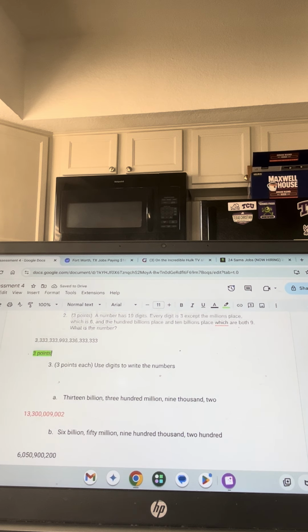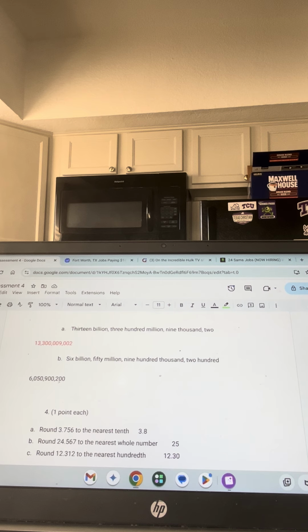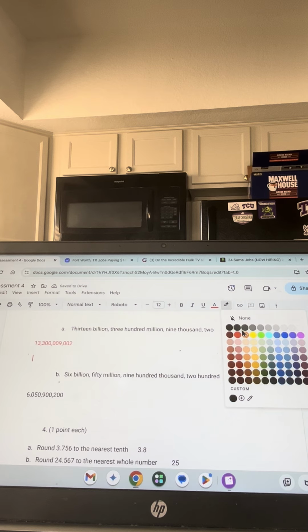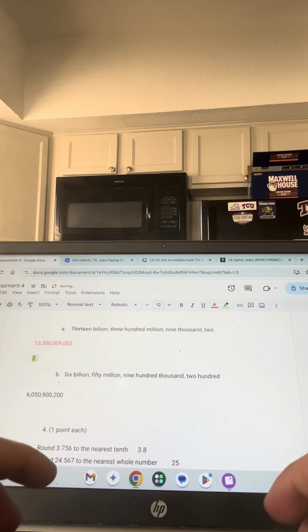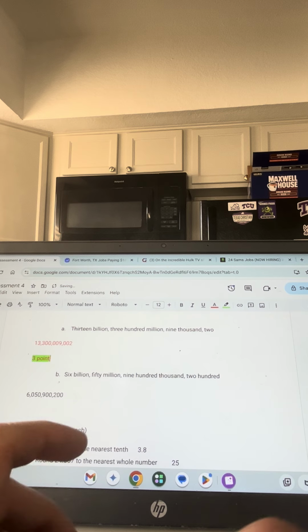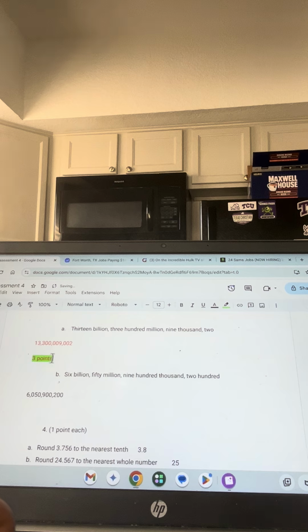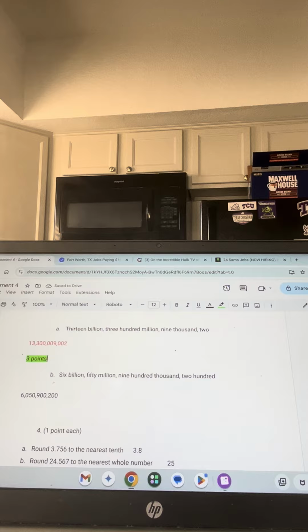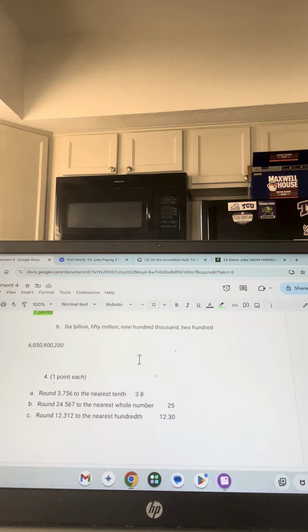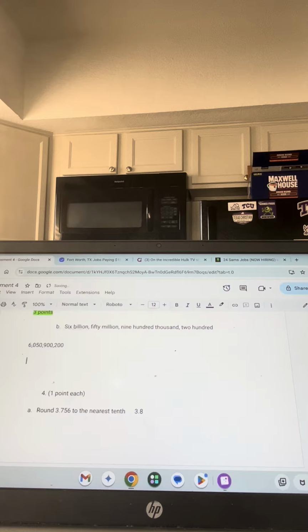Use digits to write the numbers. 3 points each. 13 billion, 300 million, 9,002. Excellent. That's good. Okay. Now let's see how you wrote this one. 6 billion, 50 million, 900,000, 200. Excellent. That's 3 points.